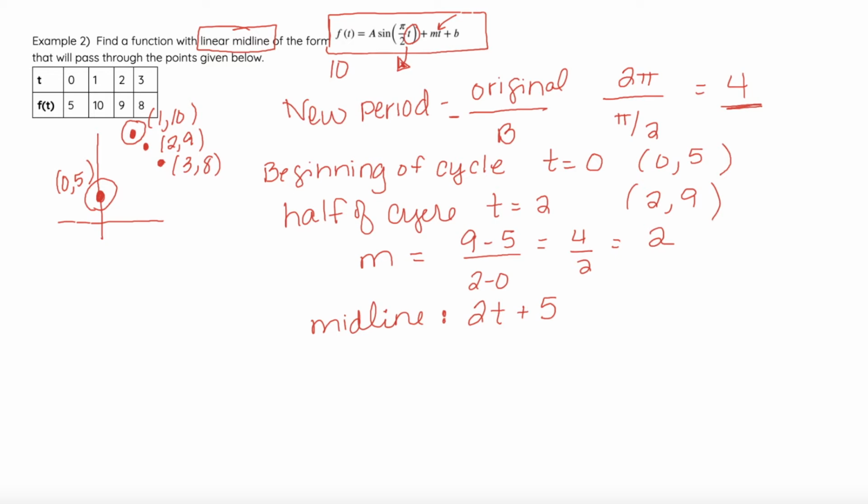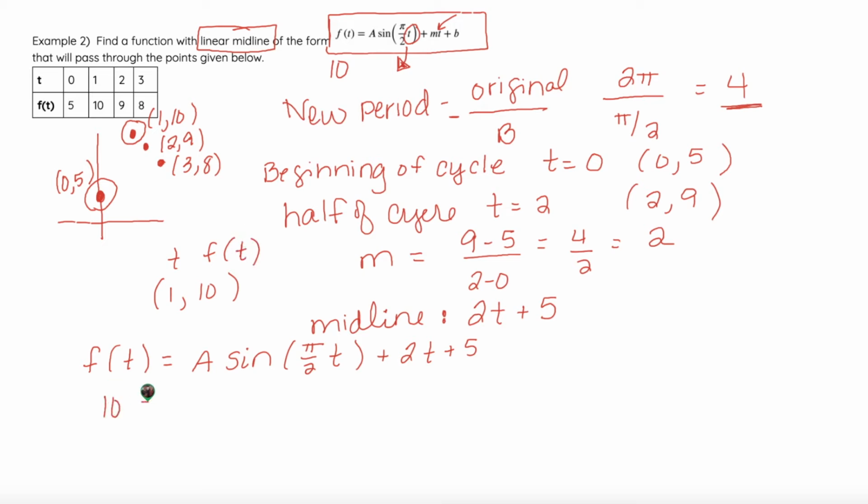So I'm going to start out with my generic function. f of t is equal to A times sine of pi over 2 times t plus the midline of 2t plus 5. And then utilizing one of the points, let's use (1, 10). So I know when t is 1, f of 1 has to be 10. So 10 is equal to A times sine of pi over 2 times 1 plus 2 times 1 plus 5.